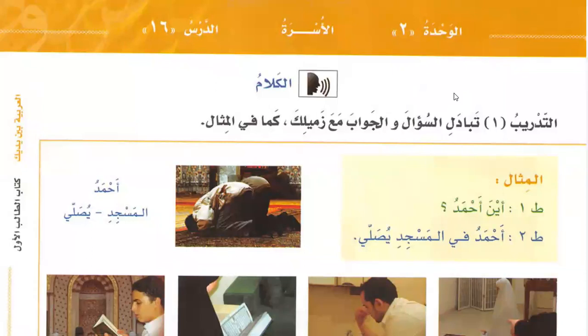Bismillah ir-Rahman ir-Rahim. The second unit, the family, and this is the 16th lesson, speaking. The first exercise: exchange the question and answer with your colleague like in the example. He's saying to ask the question and the answer with your colleague like in the example.